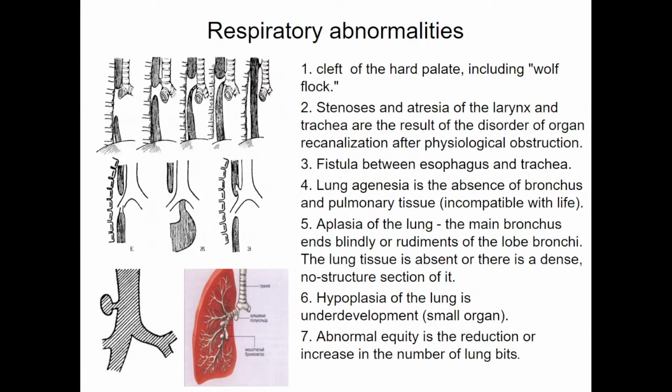If early violation of embryogenesis occurs, there could be the following respiratory abnormalities: cleft of the hard palate, including wolf mouth, stenosis and atresia of the larynx and trachea as a result of the disorder of recanalization after physiological obstruction, and fistula between esophagus and trachea.